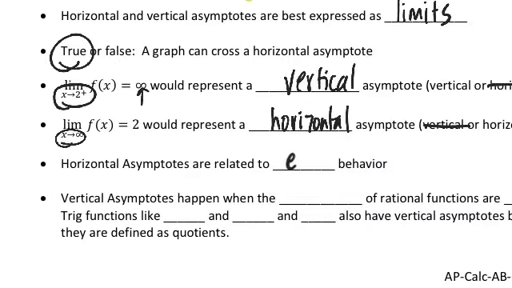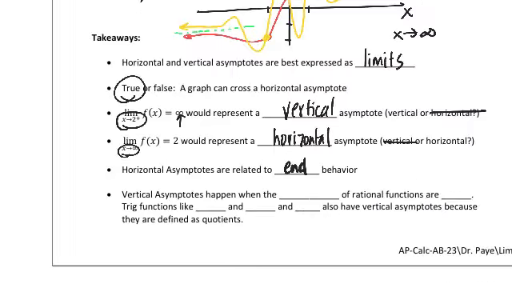Horizontal asymptotes are related to end behavior. Vertical asymptotes happen when the denominator of rational functions, I would say, get close to zero. They never become zero, but they get close to zero. And trig functions like tangent, secant, and cosecant also have vertical asymptotes because they are defined as quotients. Okay, that's it on asymptotes.